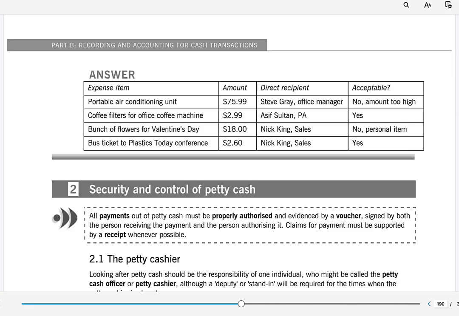Final classroom summary. So students, the main idea is very simple. Petty cash is for small business expenses only. If the amount is too high, it is not petty cash. If the expense is personal, it is not petty cash. If the expense is small and for work, it is usually fine for petty cash.